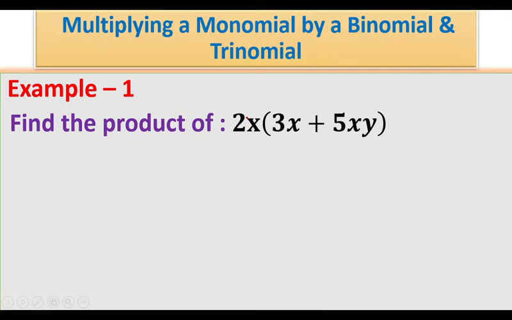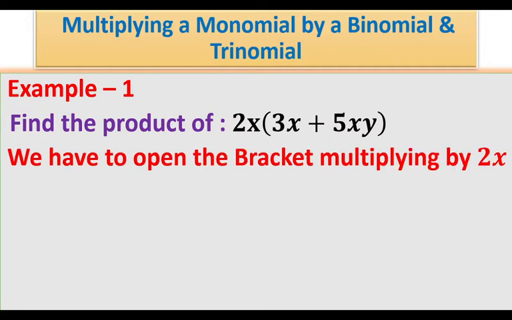Let's see carefully. First of all, this 3x will be multiplied by 2x, and then 5xy will be multiplied by 2x. Means 2x will multiply 3x as well as 5xy, then the bracket will be open, and if simplification is possible, we'll further simplify, otherwise that will be the product. So let's see how it is done. We have to open the bracket multiplying by twice x.